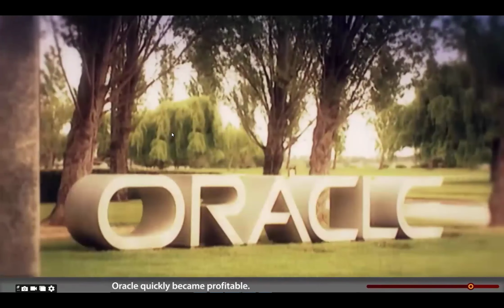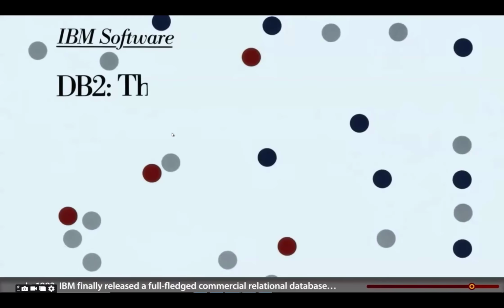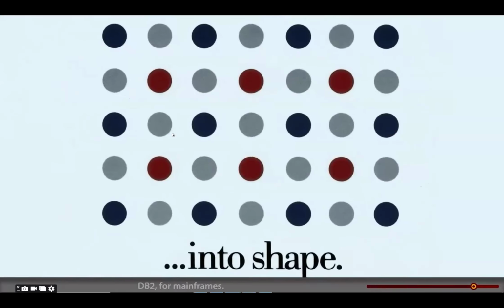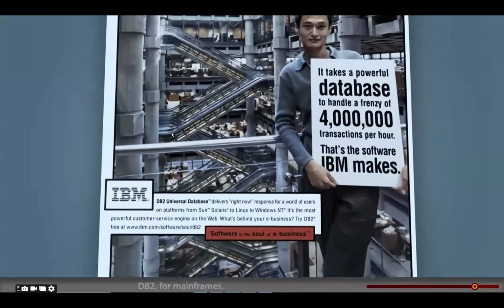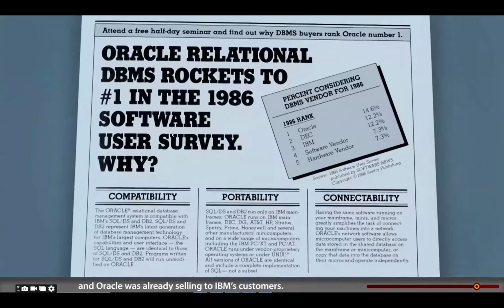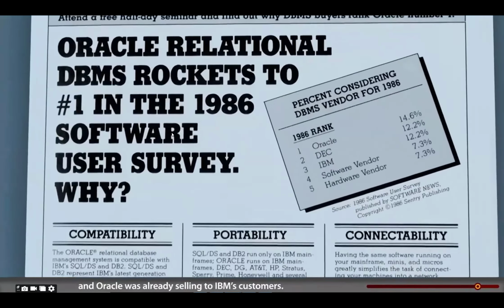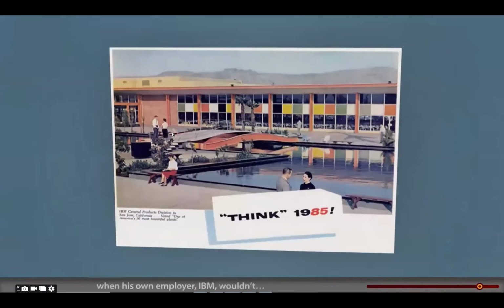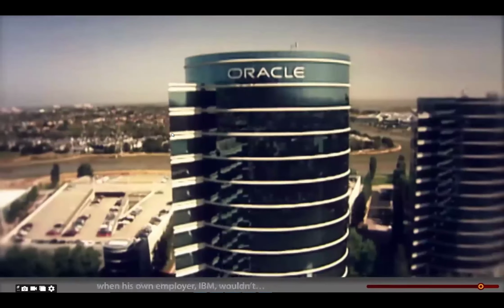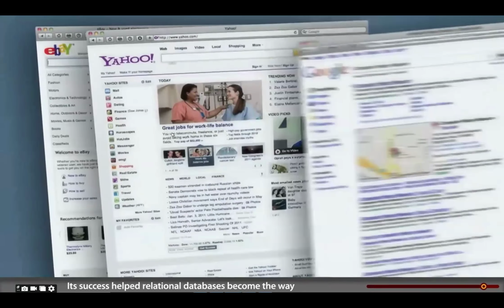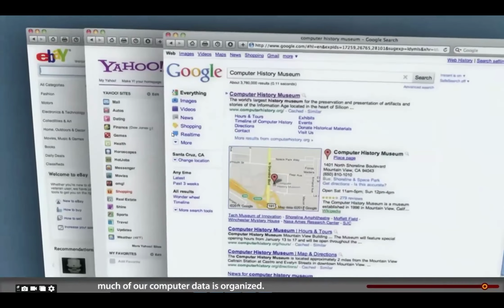Oracle quickly became profitable. In 1983, IBM finally released a full-fledged commercial relational database, DB2, for mainframes. But it was too late for IBM to dominate the mini-computer market, and Oracle was already selling to IBM's customers. Oracle had adopted Ted Codd's relational database concept early when his own employer, IBM, wouldn't, and Oracle became one of the largest software companies in the world. Its success helped relational databases become the way much of our computer data is organized.